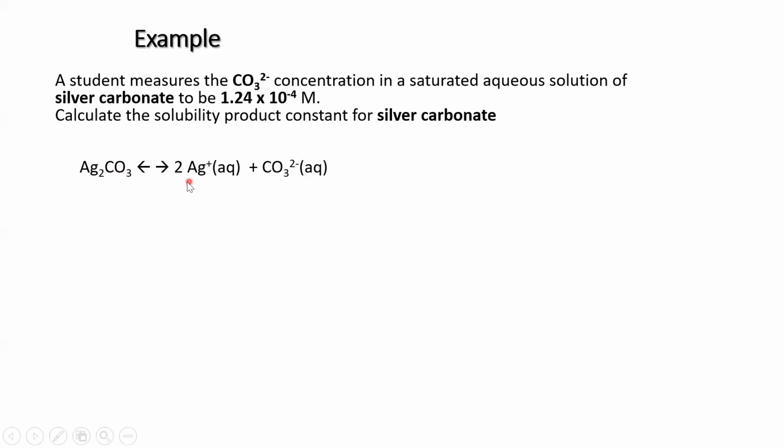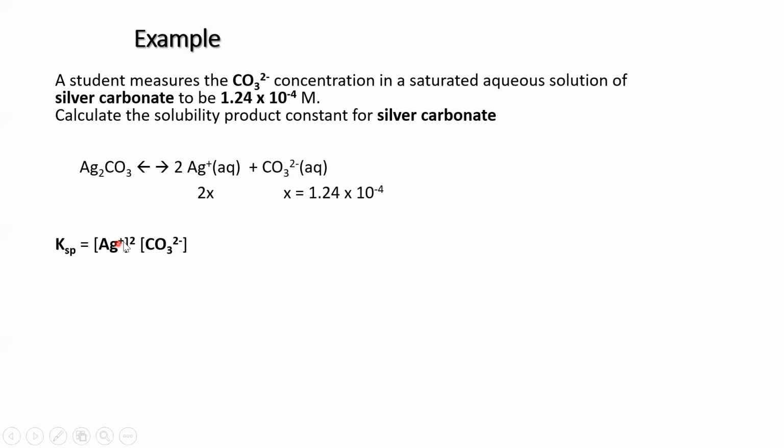From that, write your KSP expression. Remember, it's the concentrations raised to the power of the coefficient in the balanced equation. Oops, I keep forgetting that this part comes up first. This is 2x. This is x. And this time it gives us the carbonate ion, so it's giving us what x equals. It's going to want us to figure out what the silver carbonate is. I need to change the order of this. Oh, all right. So there's our KSP.